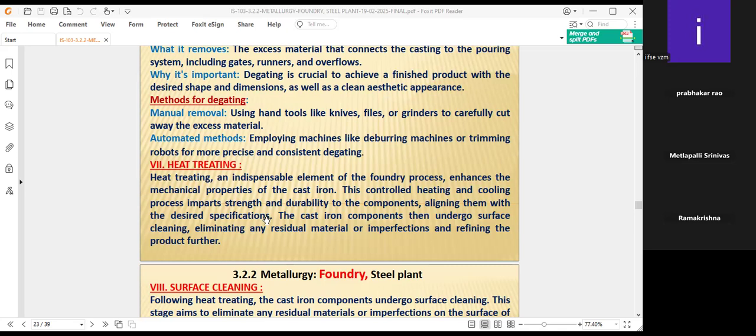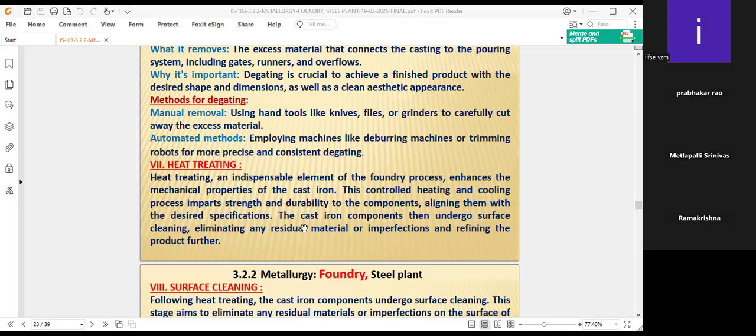Again, heat treating is given a lot of importance, where the alignment inside the molecules is taken care of, because the blocks will be purchased by the industry's customers. The customers take the blocks into their organization. Again, they are melted to make the desired shapes. That's the process involved here.